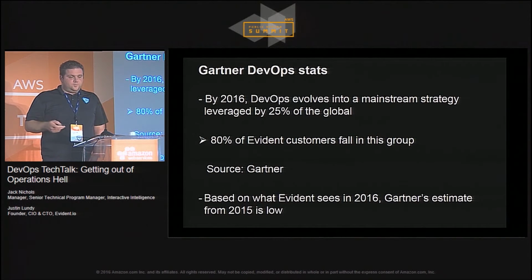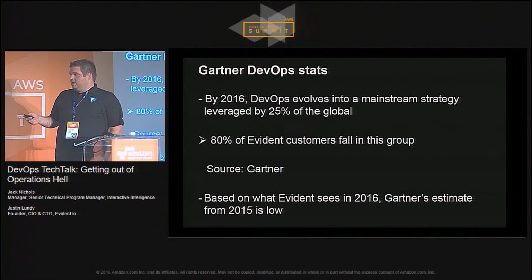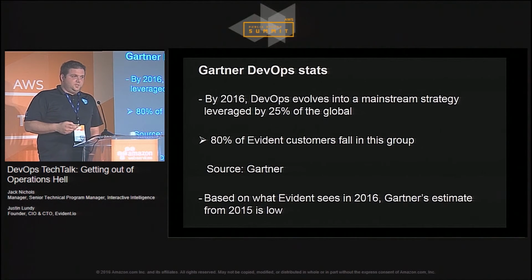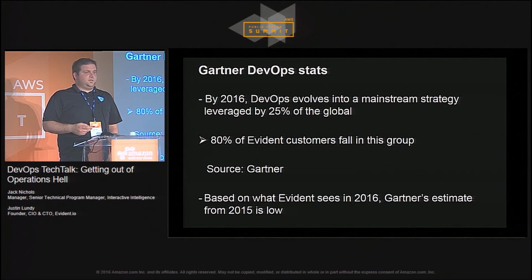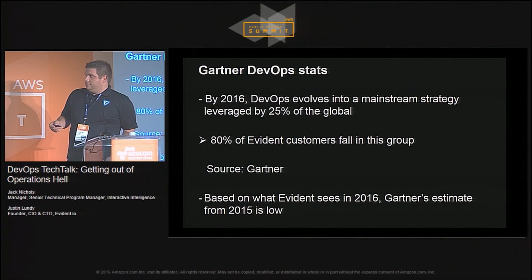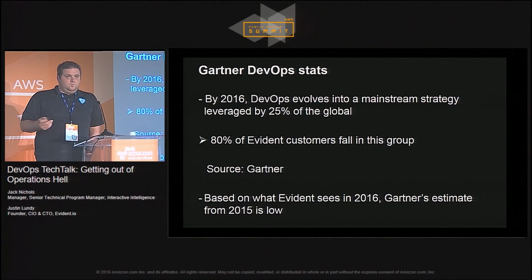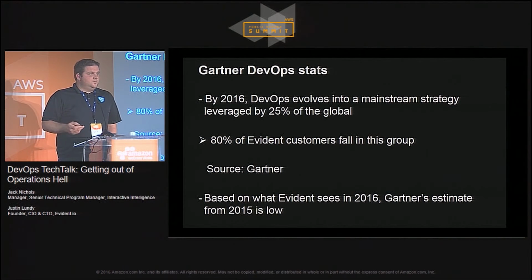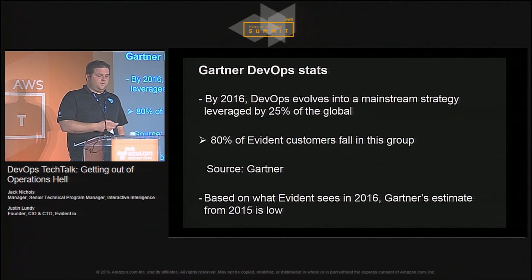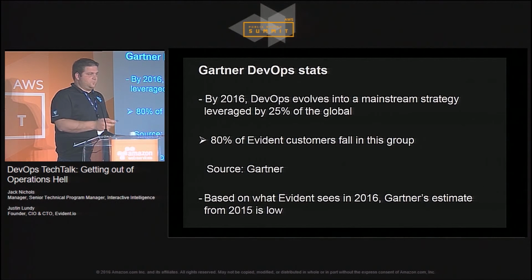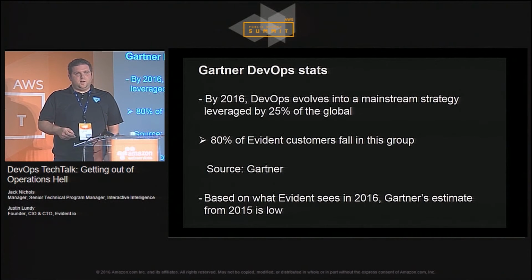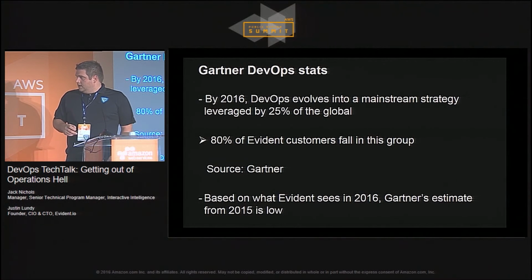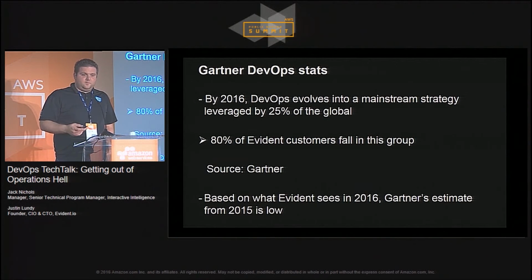So one of the most recent surveys worth mentioning is that, in Gartner's estimation, by the end of 2016 they're expecting about 25% of the global 2,000 to be using DevOps. But in our experience, based on all the conversations we've had with customers at Amazon reInvent and at this show, we think that number's actually low. We're seeing it accelerate at a much faster adoption rate than even Gartner is seeing. I would say that about 80% of our customers are leveraging DevOps, and the other 20% are talking about it and trying to figure out how to take advantage.